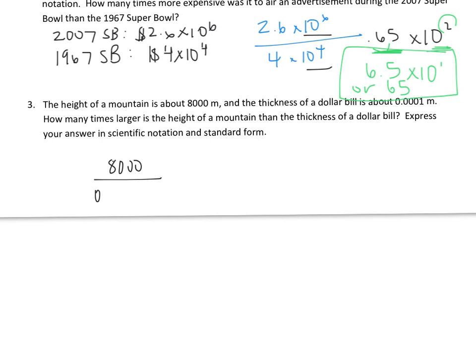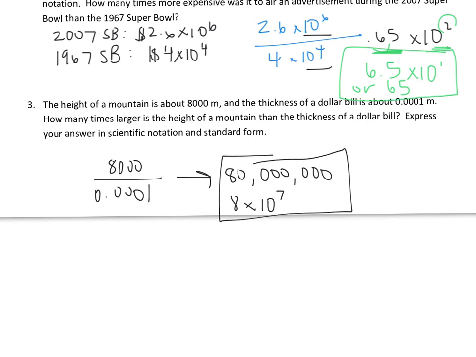So 8,000 divided by 0.0001, and I get 80 million. So again, that's 7 zeros, so that is already in standard form. Then to put this into scientific notation is 8 times 10 to the, and hopefully you know, million has 6 zeros. If you have to add one more, that's 7. So this is 8 times 10 to the 7th. And those would be both of my answers in scientific notation and standard form.